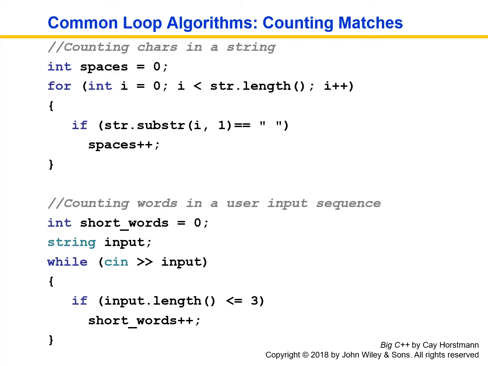In the bottom one, instead of incrementing through a string, we're taking input, and as long as input is valid, which since input is a string, is going to be pretty much forever until somebody kills the program, then if the length of the input string is less than or equal to 3, we increment a variable called short words. So instead of matching the word, we're matching the length of the word.